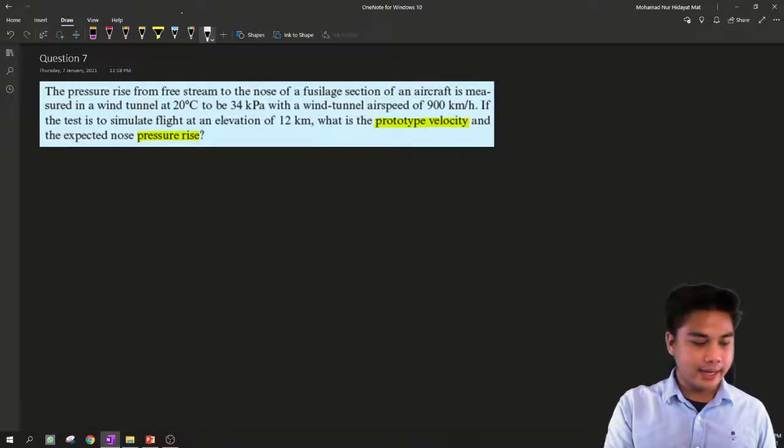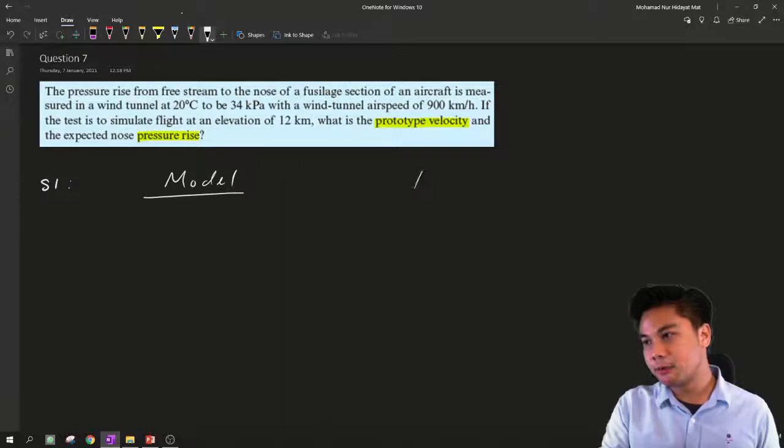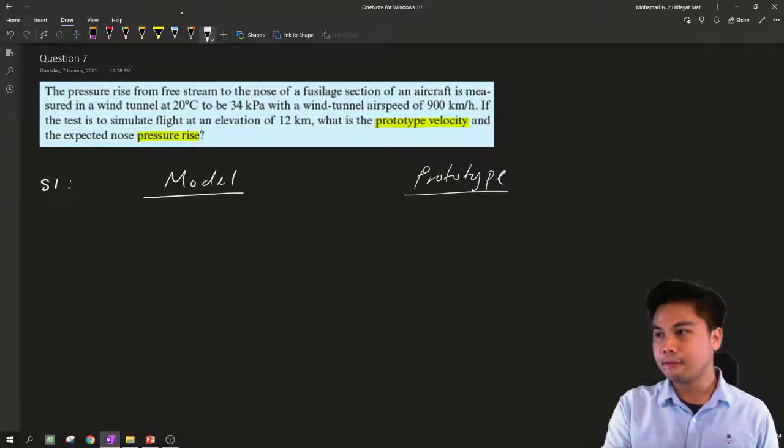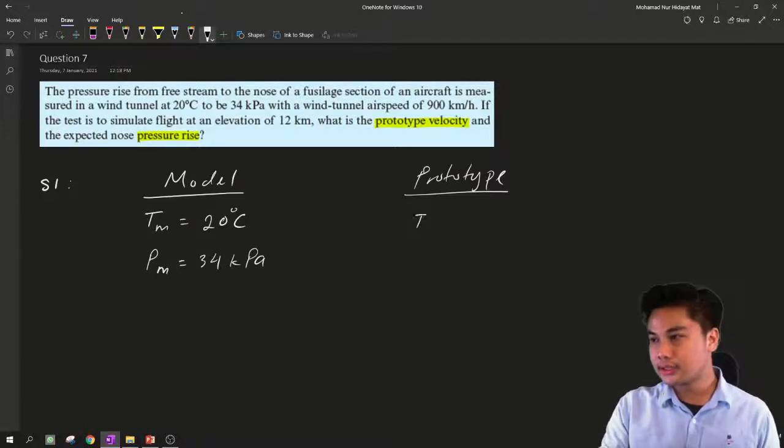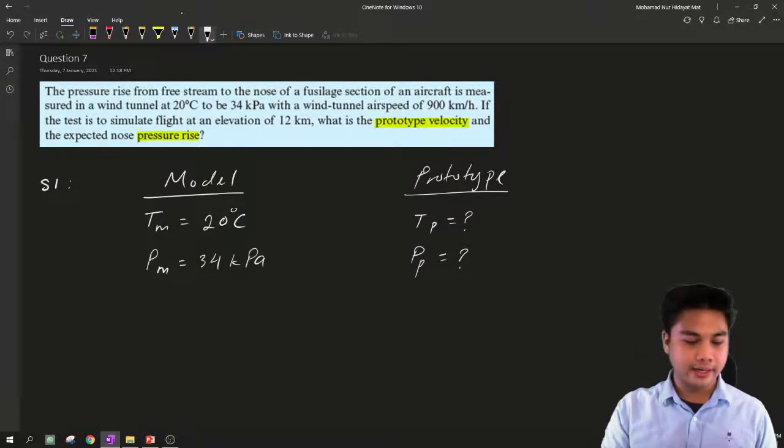Okay, so the first step, we need to list out what is given for the model and the prototype. What are the parameters given here? The aircraft is measured in a wind tunnel. Remember, a wind tunnel focuses on the model. So the temperature of the model is 20 degrees Celsius, and the pressure of the model is 34 kilopascal. So it's the same here: TP and PP. The temperature of the prototype is not given, and the pressure of the prototype is not given as well.